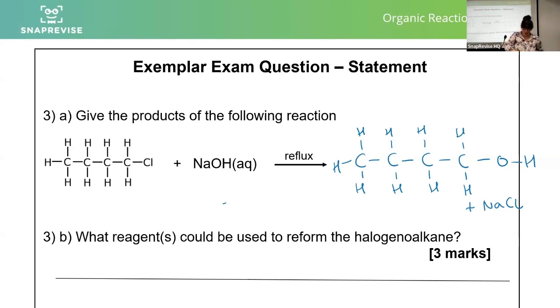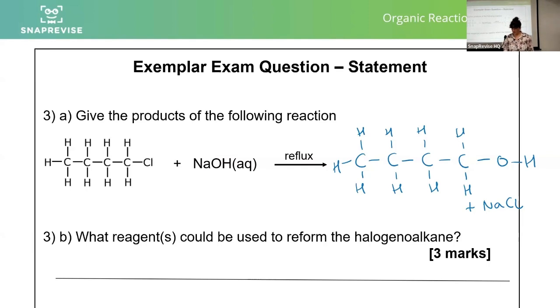If you've only been given OH minus and you haven't been given the sodium, or if you only include OH minus on the left-hand side, you only need to give Cl minus on the right-hand side. But because I've been given sodium, I'm going to include sodium on the right-hand side. So I do have conservation of mass and I have conservation of charge.